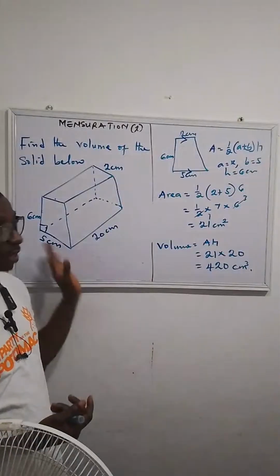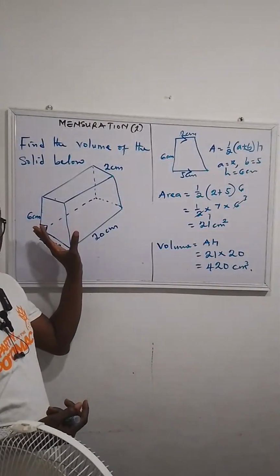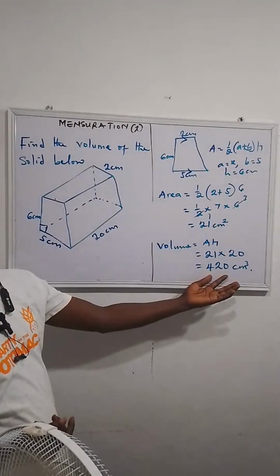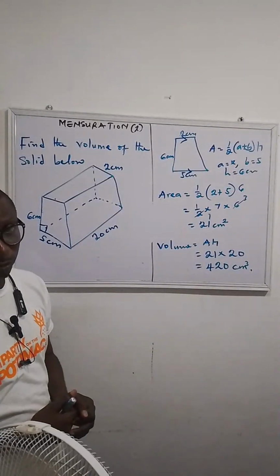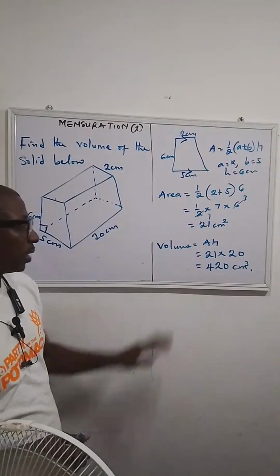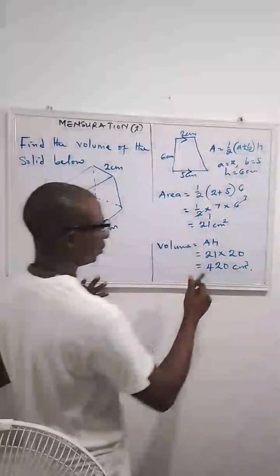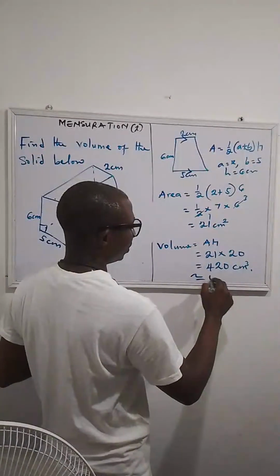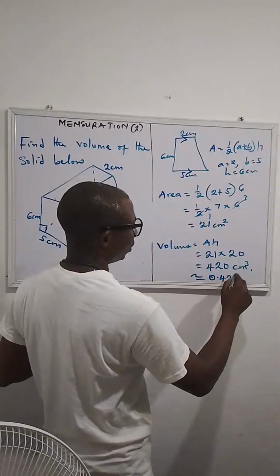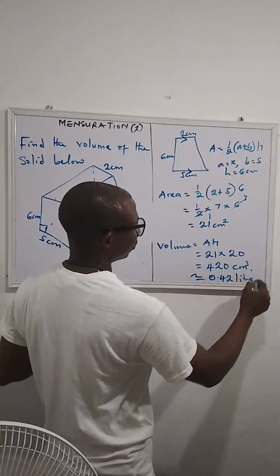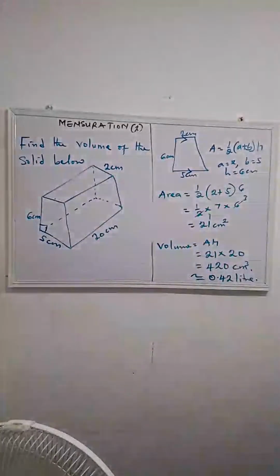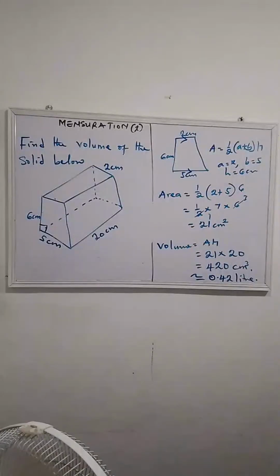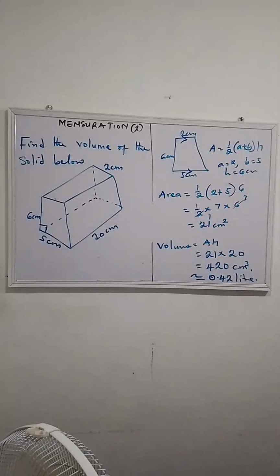So suppose the question asks you for the volume in liters. So just divide this by 1000. That's going to give you 0.42. Okay. So that is going to be in liters. So if I'm converting it to liters now, it's going to be 0.42 liter. So that's it. All right. So I hope you all get that. So any question before I move down to the next thing?